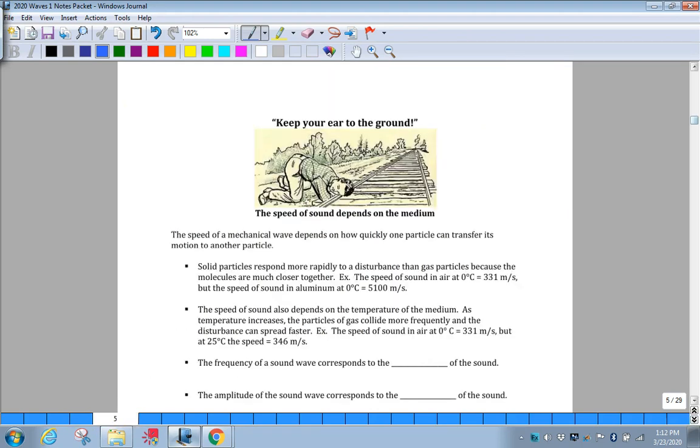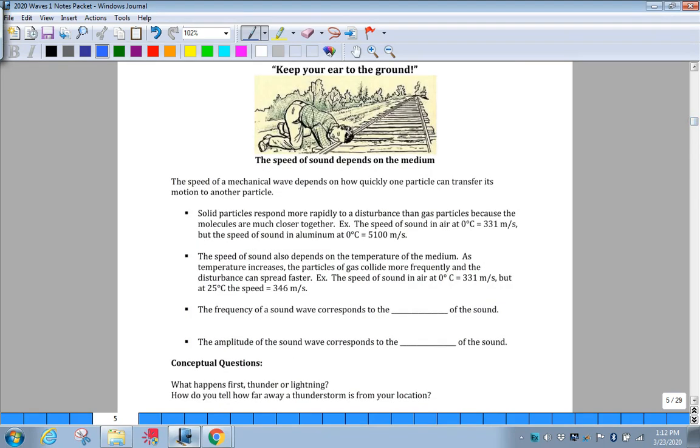All right. This is one of my favorite conversations to have in class. And we go over this old-time saying, keep your ear to the ground. What does that actually mean?